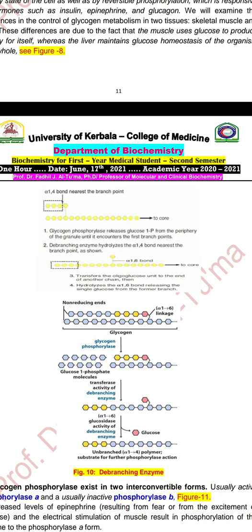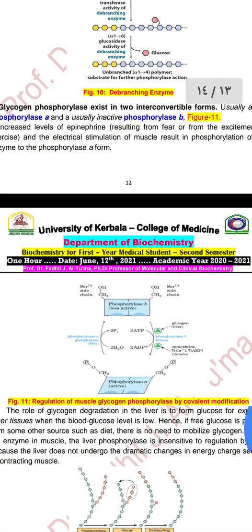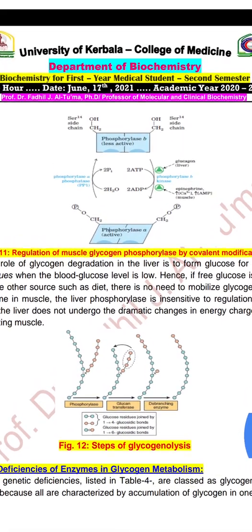An enzymatic defect in glycogen metabolism leads to various accumulations of glycogen intermediates in one or more tissues, and this leads to what are called glycogen storage diseases.